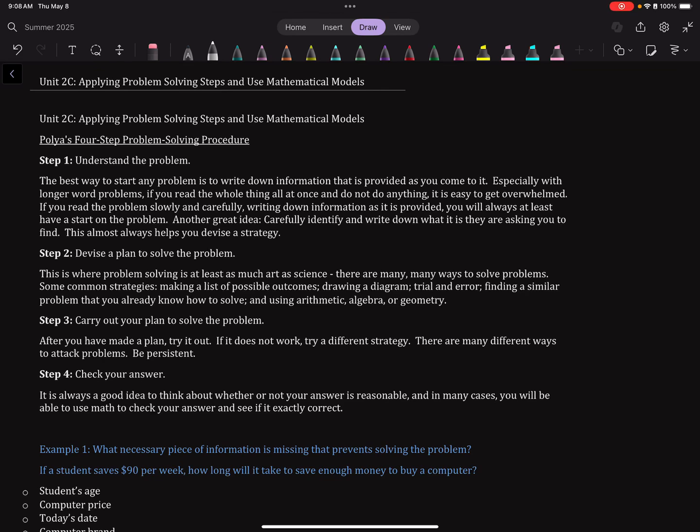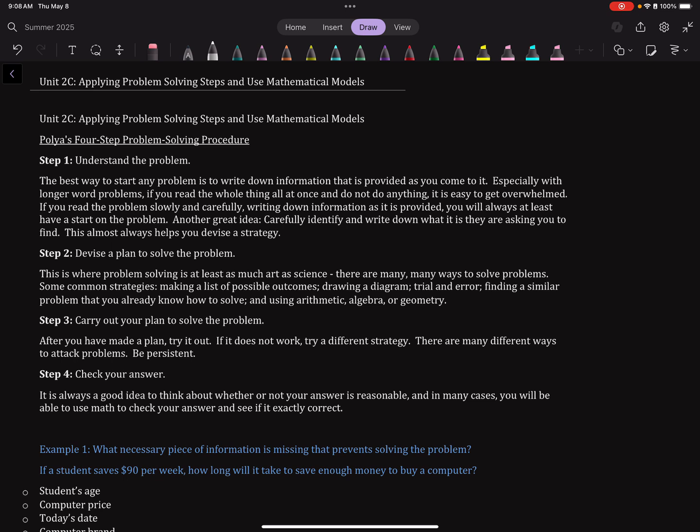Unit 2C, applying problem solving steps and using mathematical models. So we're going to use something called Polya's four-step problem solving procedure. It's broken into four steps on how we actually approach problems and word problems, honestly.